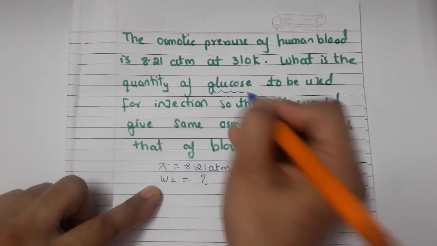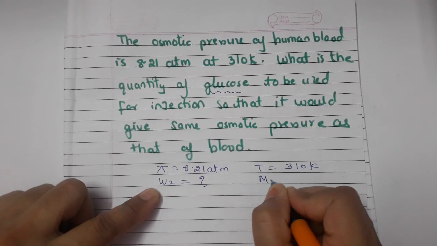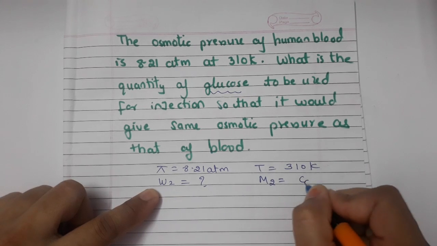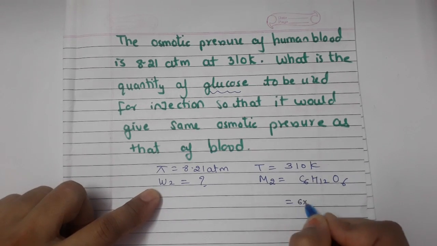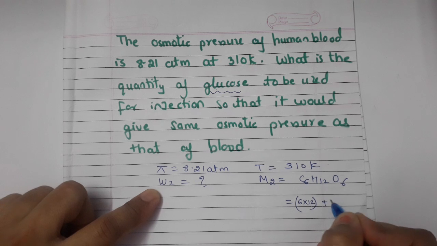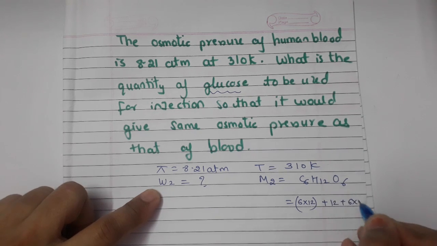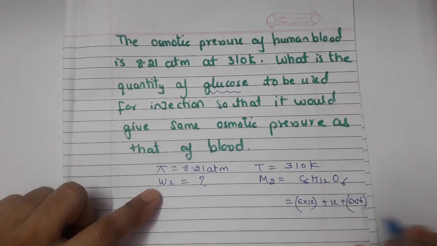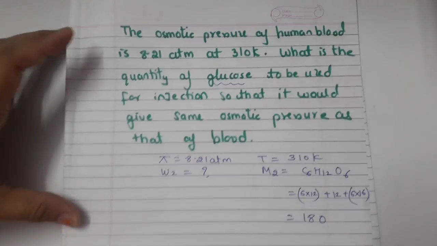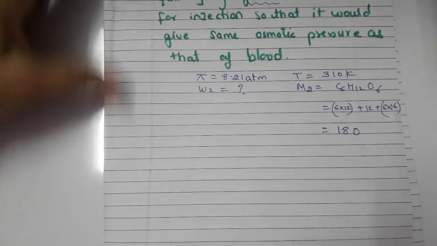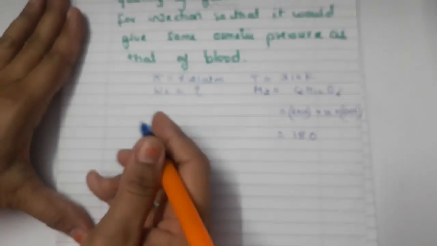Now, quantity of glucose. So over here we should know the molar mass of glucose. When you calculate this molar mass, 6 into 12 plus 12 into 1 plus 6 into 16, you will get 180. Now we move on to how to solve it.